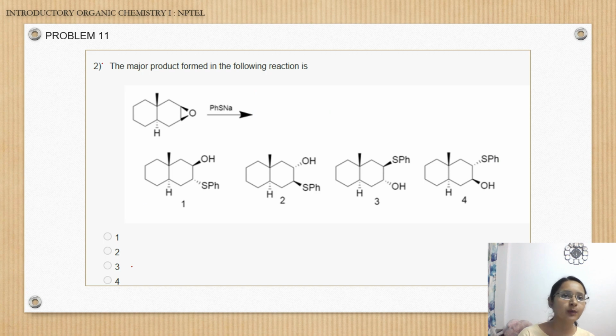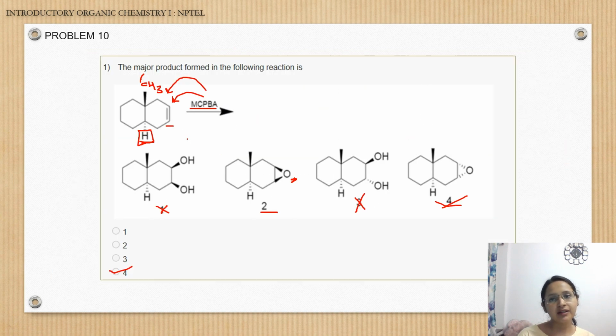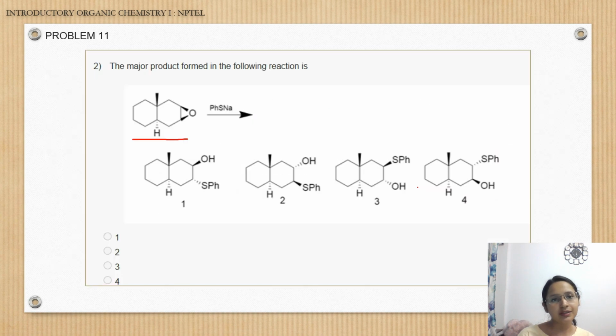Then I am going to problem number 11. Again, a similar kind of question here. Here you already have the epoxide which you have made. They have used this epoxide in this question, and they are asking what would be the major product for this reaction. Here I have told you it is a strong base. Sorry, strong nucleophile. How? Sodium is getting a positive charge and sulfur is getting a negative charge. So it is behaving as a nucleophile rather than a base.